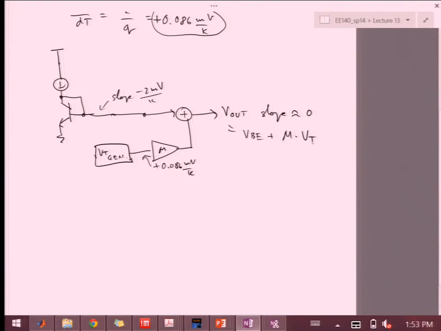Obviously, by multiplying up VT, I'm also multiplying up its slope, right? So if I do a derivative, I'll get my dVBE/dT, and I'll get M times dVT/dT, right? So I'm using this M to multiply up 0.086 so that it matches with 2, just the opposite sign. And if you work out the math, for complete cancellation, M would have to be around 23.